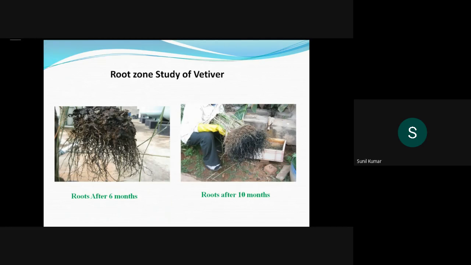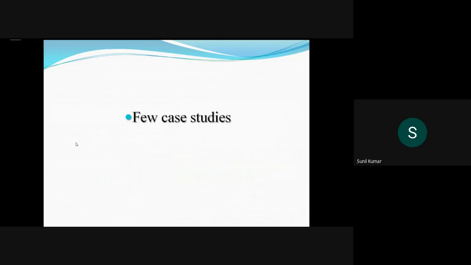You can see after 10 months we removed and checked what happened inside the constructed wetland, how the media got clogged inside the root zone, and how it got clogged with the roots. All those have been studied.